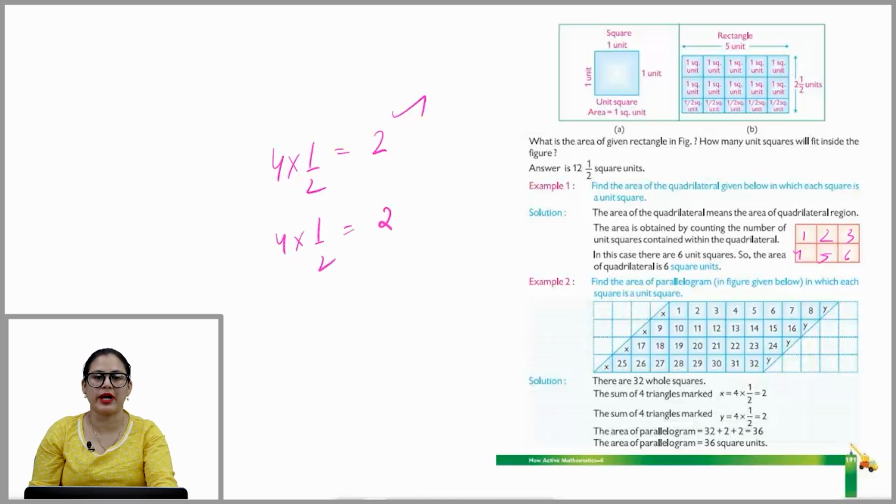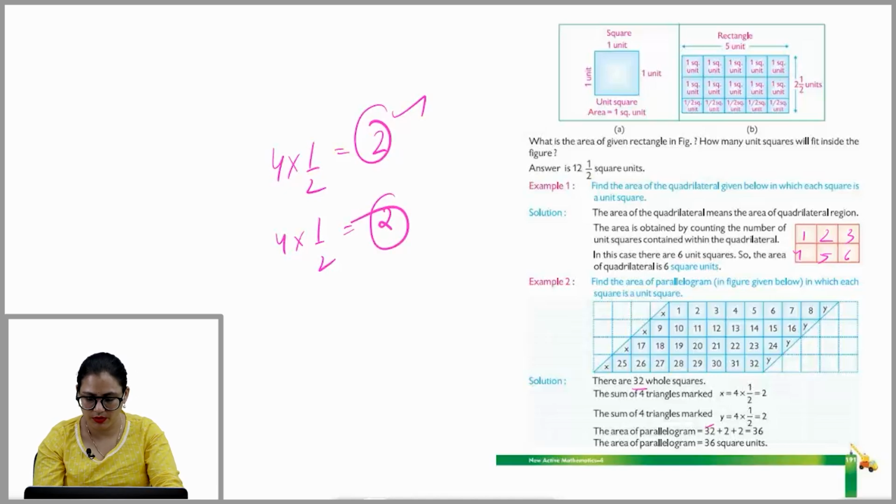Now the area of the parallelogram is, there are 32 whole squares. So 32 plus 2 plus 2. How much? 36 square units is the area of the parallelogram. Okay.